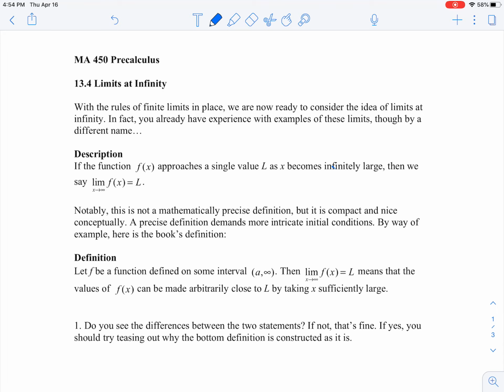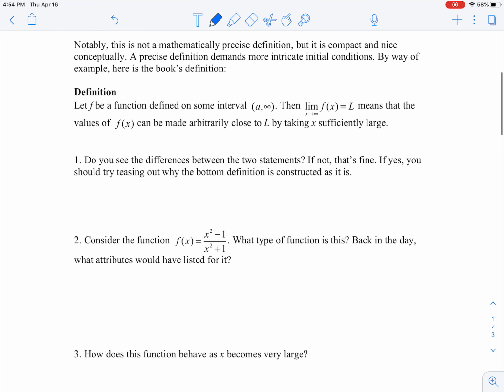If you go one step farther in mathematics, you'll find that even this definition can be improved and tightened up, and in a sense they're still trying to make it accessible even with this language. I want you to think about this though. Do you see the differences between the two statements? If not, that's fine. If yes, you should try teasing out why the bottom definition is constructed as it is, and make some notes on that observation below. I'm happy to discuss that with you further. Now, let's move on.